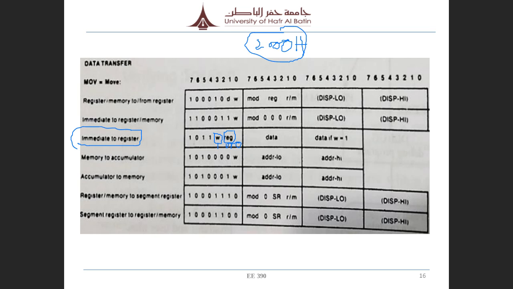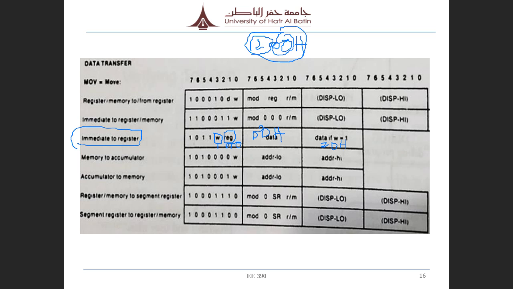So that means, what is the byte? This is the first byte and this is the second byte. So that means we need two bytes. So what will happen? The lower byte will come first, because the lower byte will be saved in a lower memory location and the higher byte will be saved in a higher memory location. So 00H will be in the second byte, and 20H will be in the third byte.